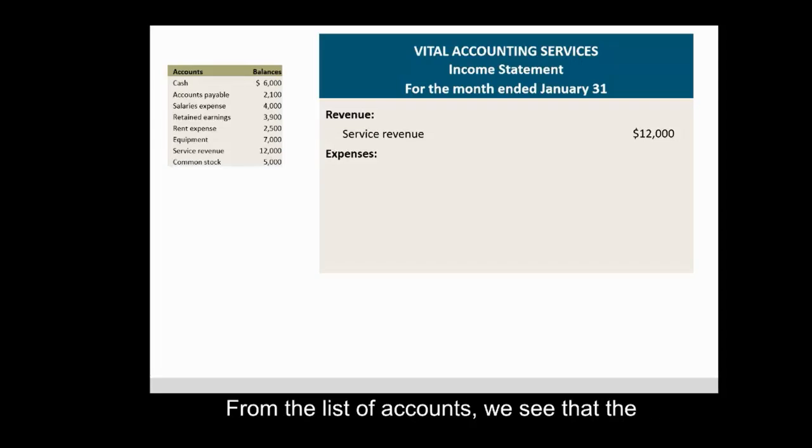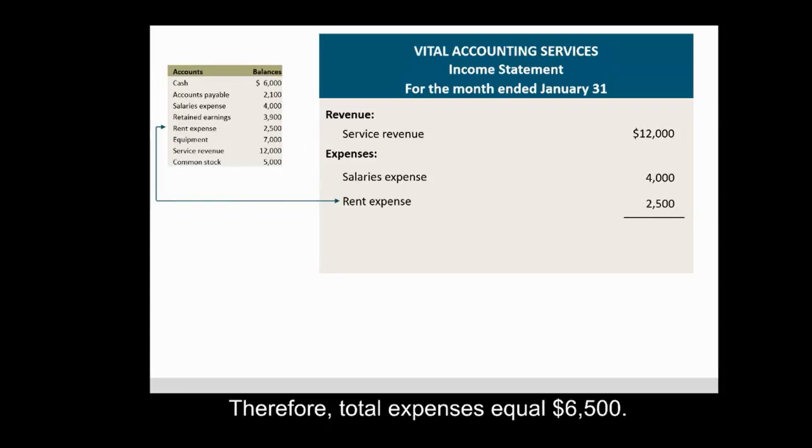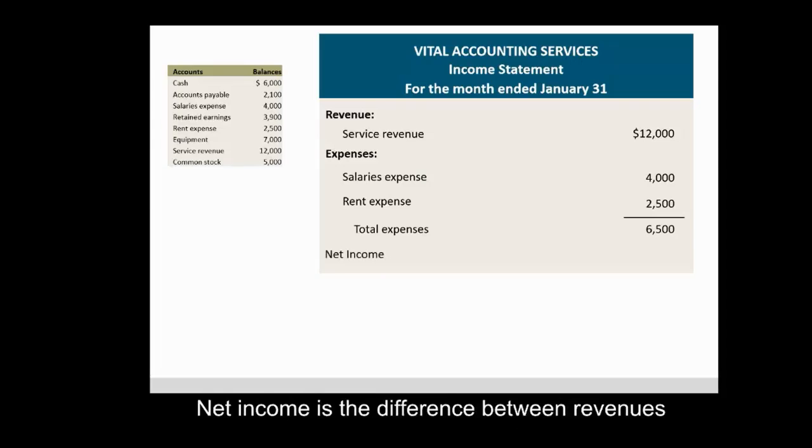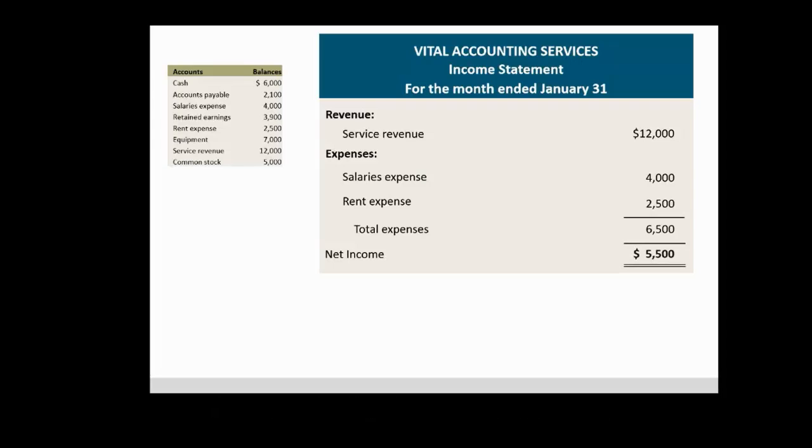From the list of accounts, we see that the company incurred salaries expense of $4,000 and rent expense of $2,500. Therefore, total expenses equal $6,500. Net income is the difference between revenues and expenses. In this example, the difference between revenues, which is $12,000, and total expenses, which is $6,500, equals net income of $5,500.